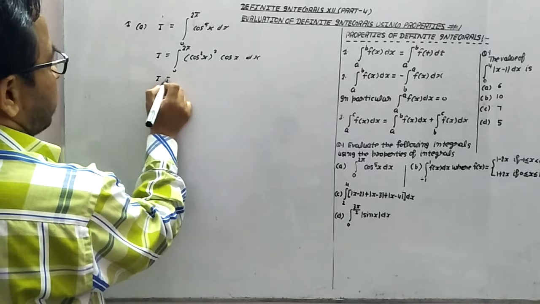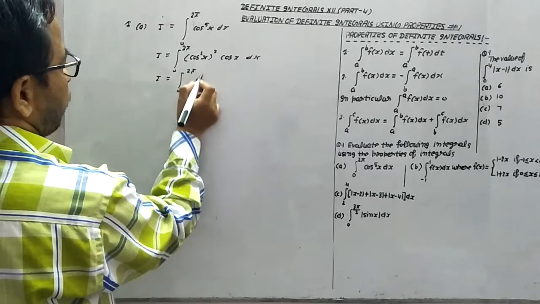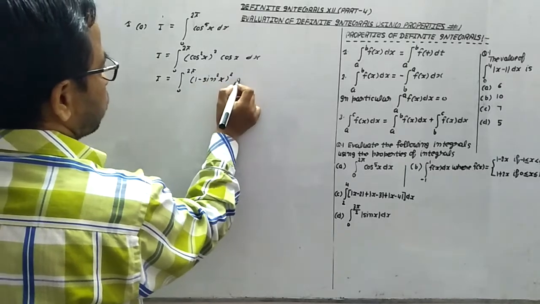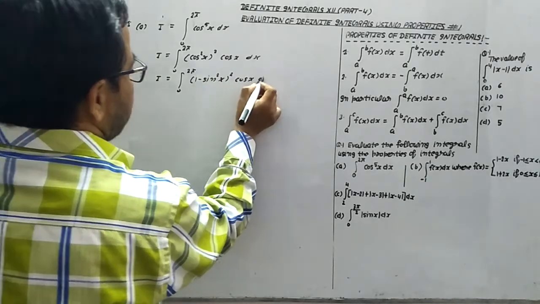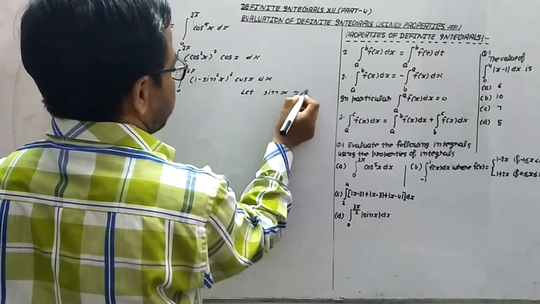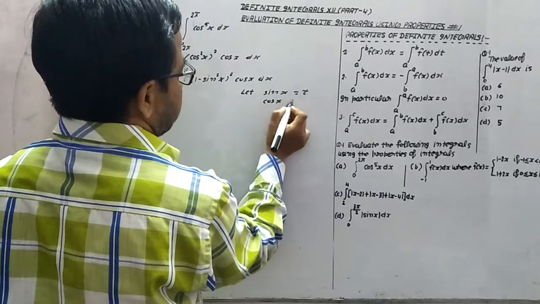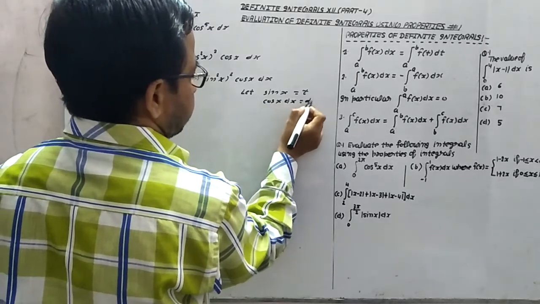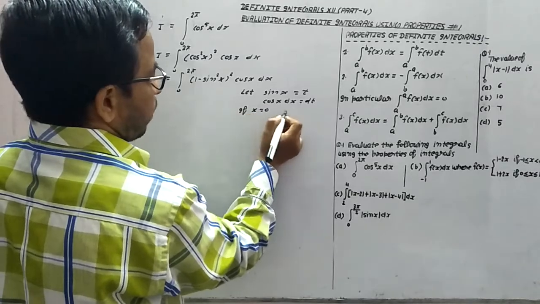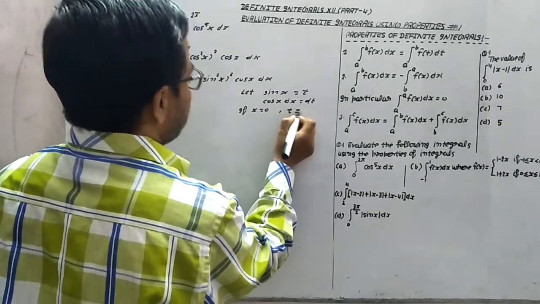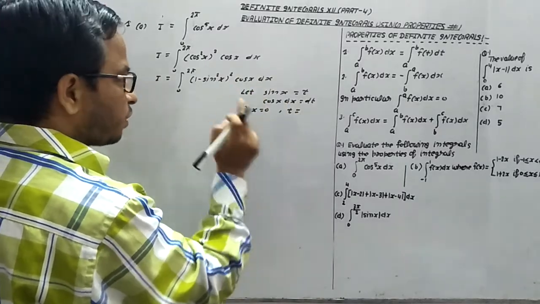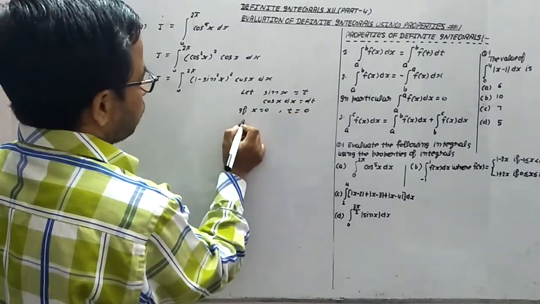Now this becomes I is equal to integration 0 to 2 pi (1 minus sin^2 x) whole squared cos x dx. Now we say let sin x is equal to t. It means cos x dx is equal to dt. Now we will change the limits also. If x is equal to 0, then t is equal to sin 0, which is 0.